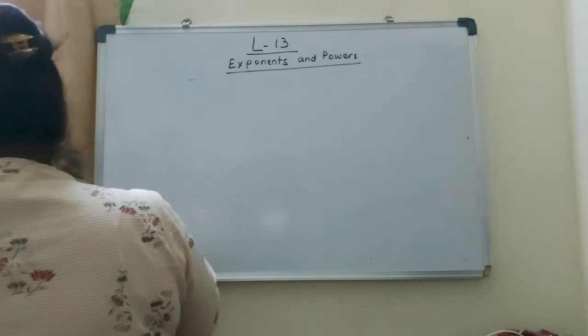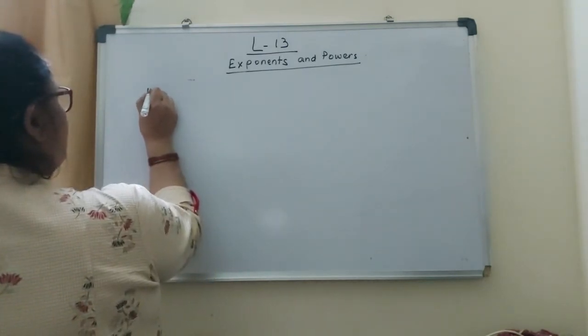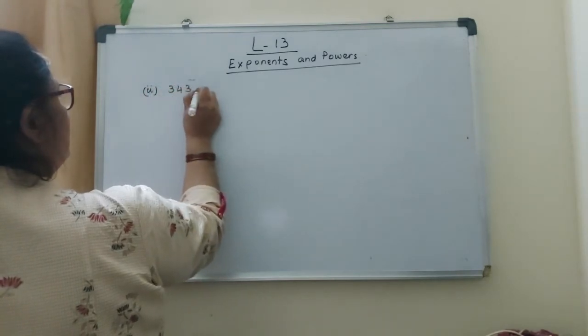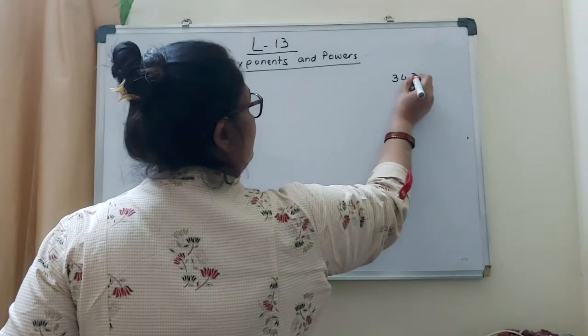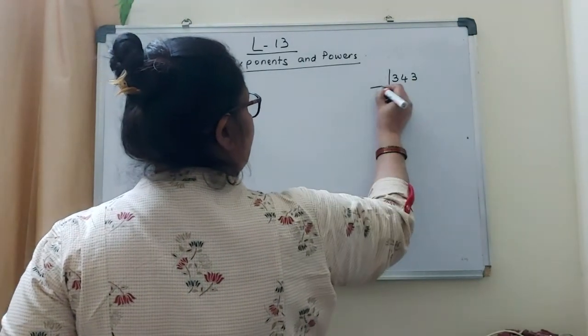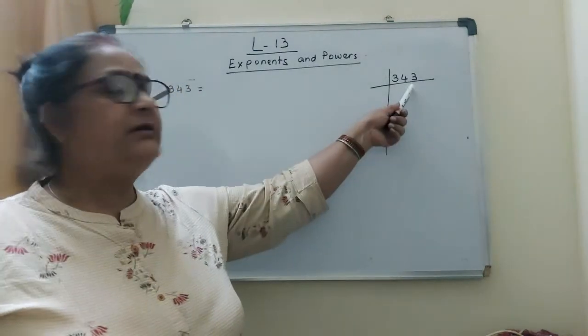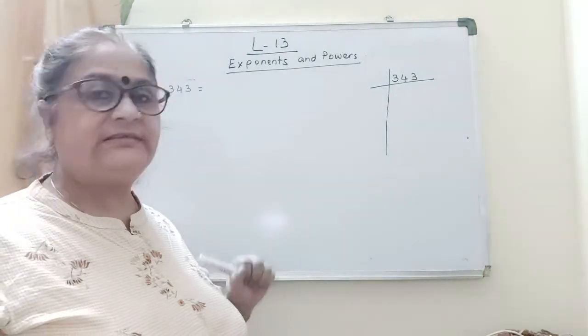Quickly, I'll finish this. 343, the second one. 343 can be written as 343 divided by... check the divisibility. This is an odd number. It cannot be divided by 2. So take the next prime number, that is 3.